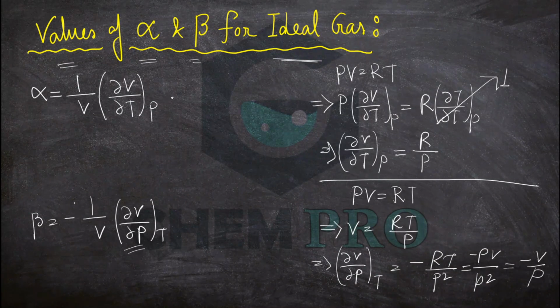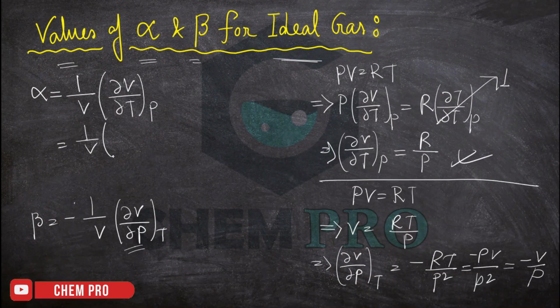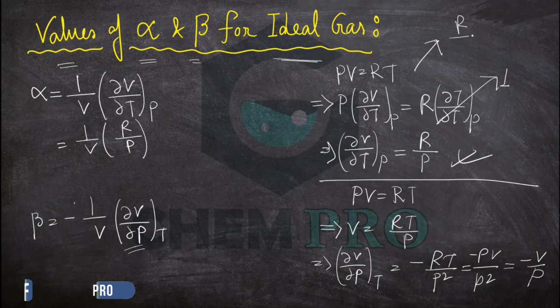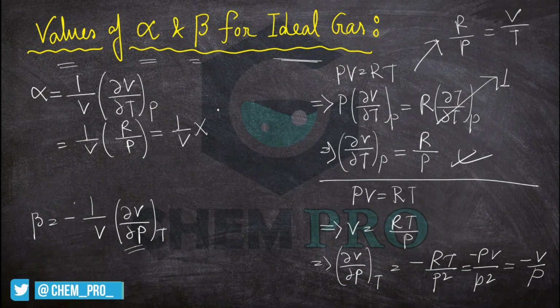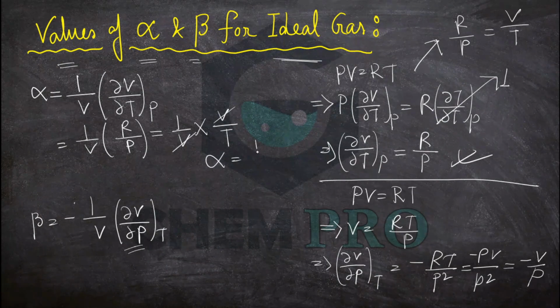So we can substitute the value of (del V by del T) at constant P, that is this value. So 1 by V into R by P, and from PV equal to RT, we can have the value of R by P as V by T. Okay, so by putting the value 1 by V into V by T, V will be cancelled out. So alpha equals 1 by T for an ideal gas.